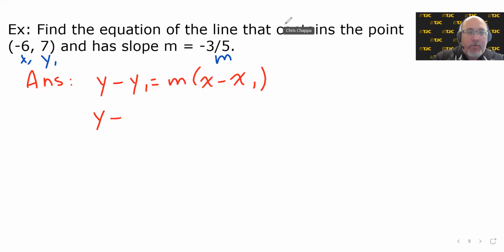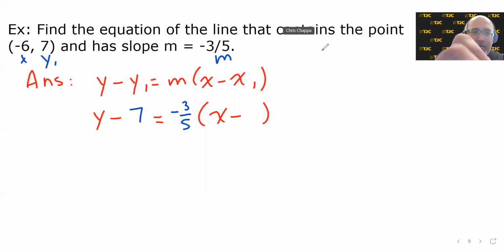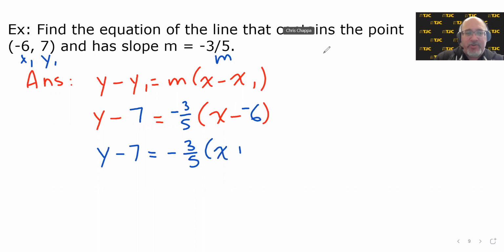Let's write point slope form without the Y1, without the M, and without the X1. And then substitute the values. Y1 was 7, M was -3/5, X1 is -6. Well, just like before, we got the double negative right here. So if we were to write the answer in point slope form, we would be expected to clean that up. Our final equation in point slope form is y minus 7 equals -3/5 times x plus 6.